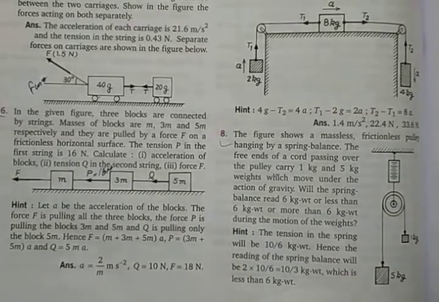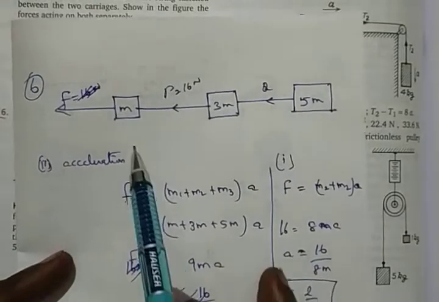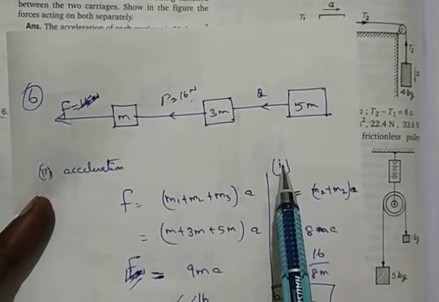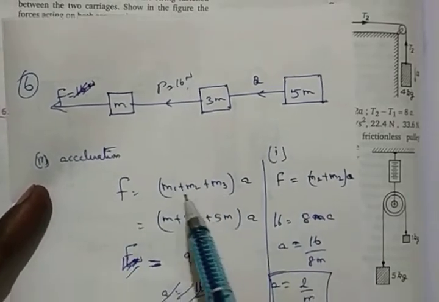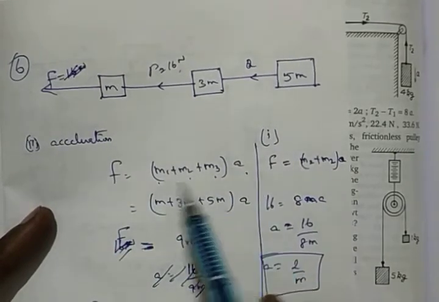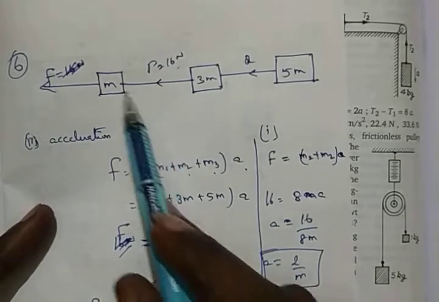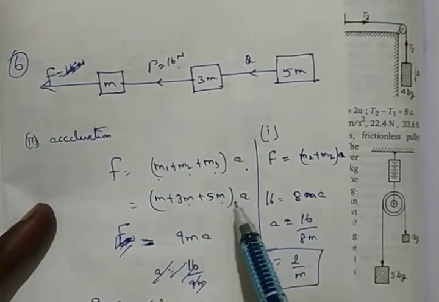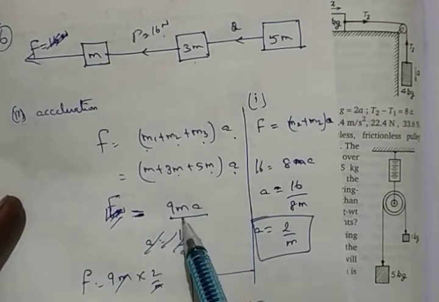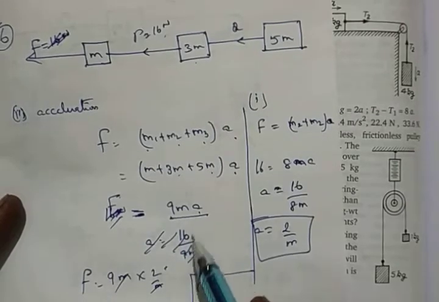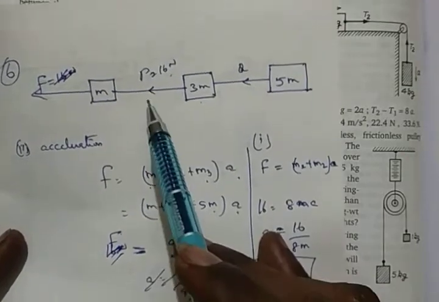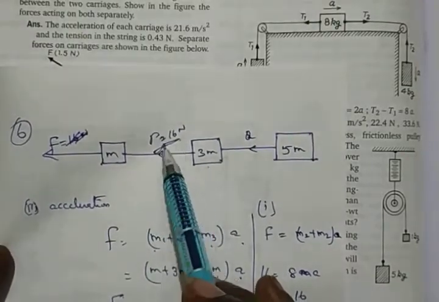Now how to solve this question: you have all three blocks, and P is equal to 16 newtons. First of all, find the acceleration. Force is equal to m1 plus m2 plus m3 times a, which is m plus 3m plus 5m times a, so F is equal to 9m times a. But remember, you cannot proceed further, because you don't know the acceleration, and to find the acceleration you need to know F. So let us go to the parameter which is known, and it is only 16 newtons.